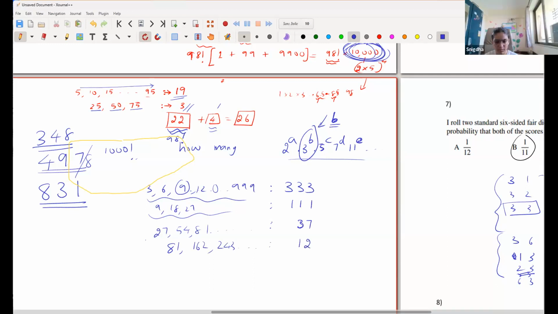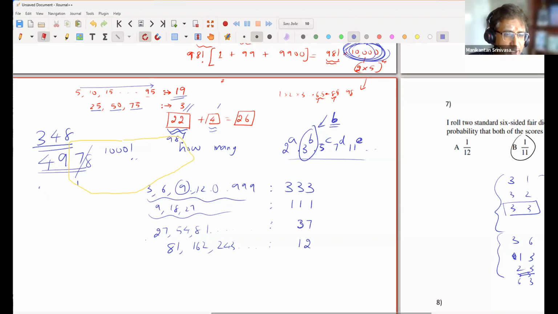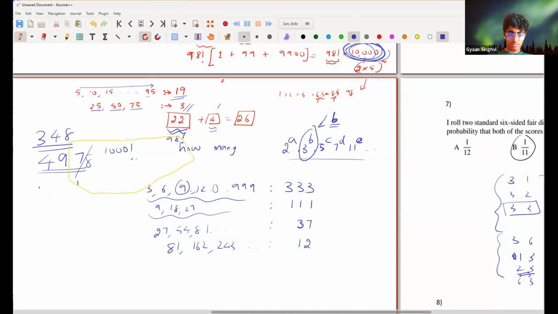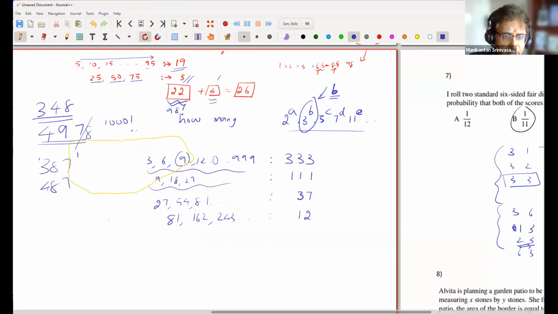Wait, 37 by 3 will be 18.5. Oh, sorry, no, 37 by 3 will be 12 and change, not fully divisible. Therefore there are exactly only 12. Can I change my answer to 387? Change your answer, Akrit. I got 487. 387 and 487. Okay, fine, guys. It's okay. No problem. Okay, all right.